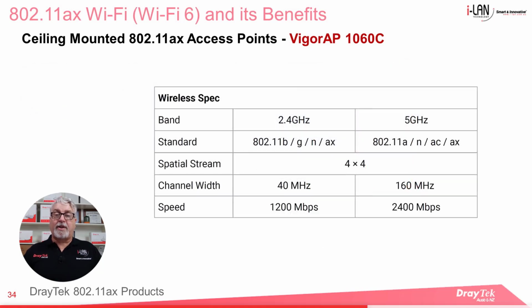Looking at the specifications, we can see a few differences to the VIGA AP960C. The 2.4 GHz band has a channel bandwidth of 40 MHz with speeds up to 1200 megabits per second with backwards compatibility for older standards, while the 5 GHz band can support a channel bandwidth of 160 MHz with speeds up to 2400 megabits per second.